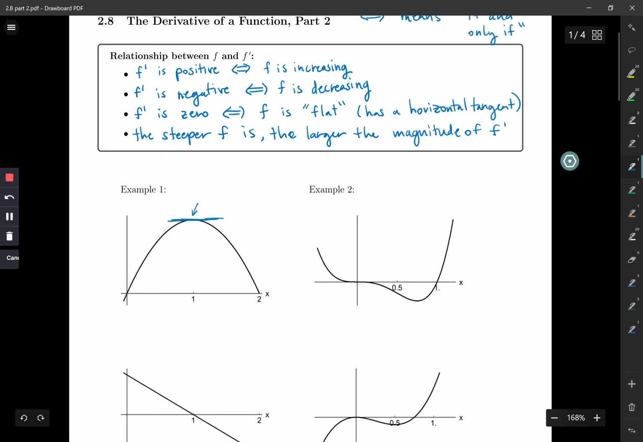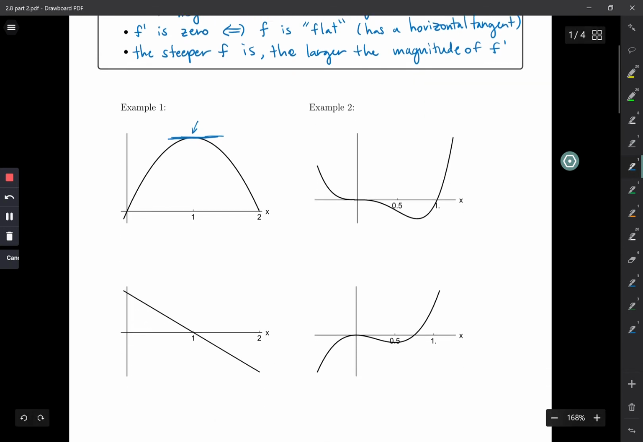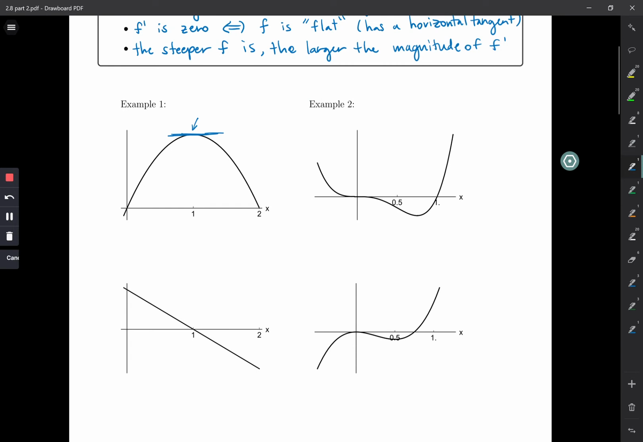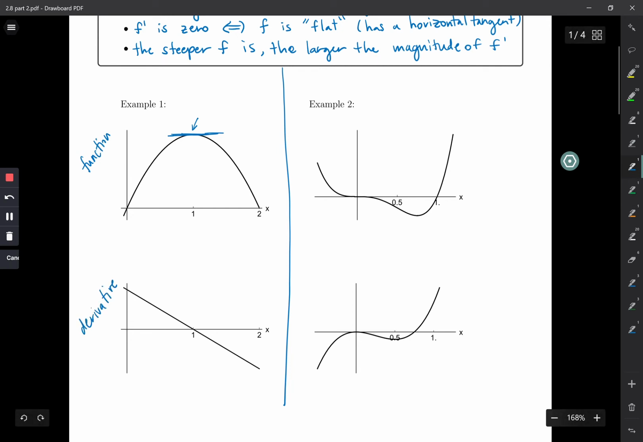Okay, so we're going to use these statements that we've made about the relationship between a function and its derivative to actually graph the derivative from the graph of a function. So here I have two examples, and I have them split right here. Okay, so here's example one. So here, this top graph is the function, and the bottom graph is the derivative. And the same goes in example two. So the top graph is the function, bottom graph is the derivative.